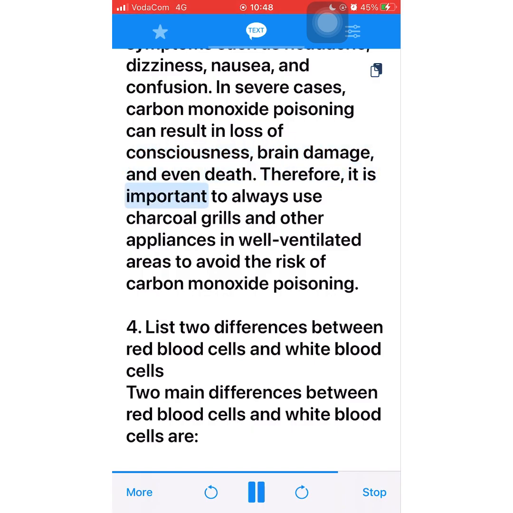Therefore, it is important to always use charcoal grills and other appliances in well-ventilated areas to avoid the risk of carbon monoxide poisoning. 4. List 2 differences between red blood cells and white blood cells.